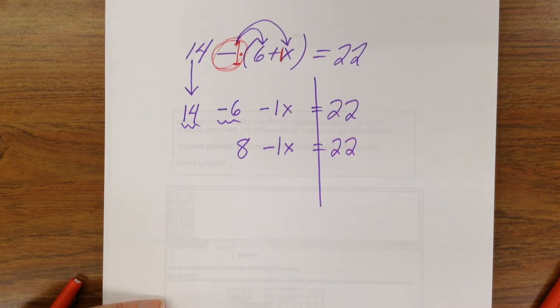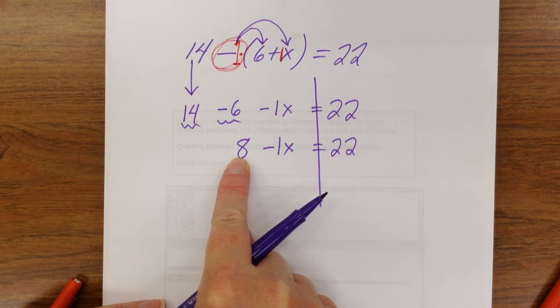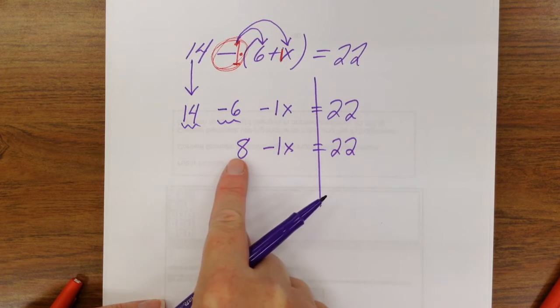Are you with me there? All right, let's finish it out. What do we do now? We need to get rid of this 8. We need to get the x alone. Now, where do we look for the sign? We look in front of it.